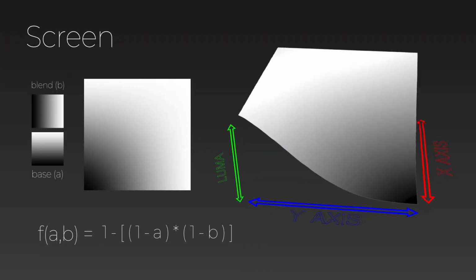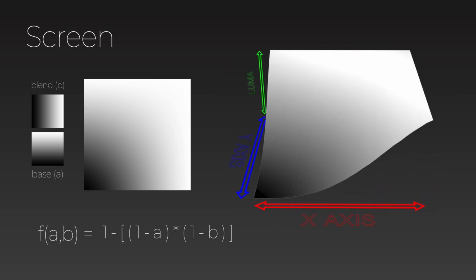Screen, the opposite of multiply, is a little more complicated mathematically. The inverse of a tone is 1 minus that tone. Screen takes the inverse of the base and blend layers, multiplies them together, and then takes the inverse of that value. Now white dominates because its inverse is 0, and when you take the inverse of something times 0, the answer is always 1.